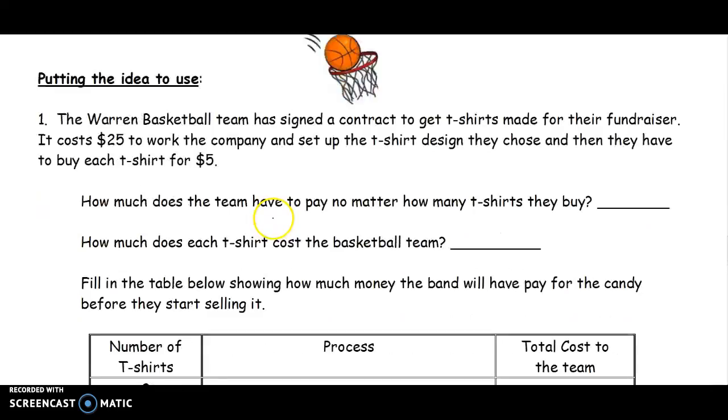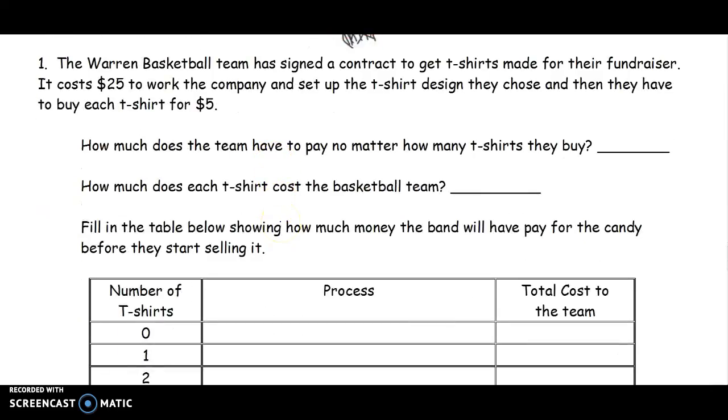Here's another real-world situation. The Warren basketball team has signed a contract to get t-shirts made for their fundraiser. It costs $25 to work with the company to set up the t-shirt design they choose. And then they have to buy each shirt for $5. How much does the team have to pay no matter how many t-shirts they buy? That's like that one-time setup fee.